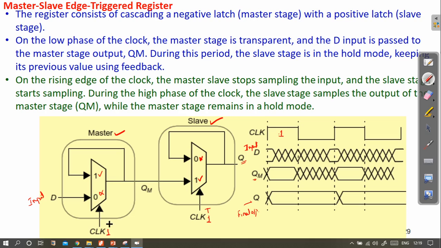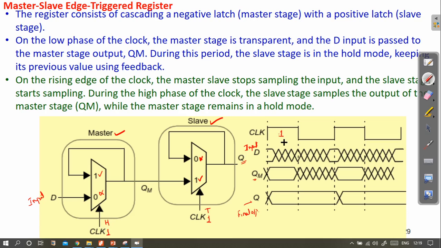So when this clock is 1, this is not active, hence the previous value of QM will be maintained. Whatever value of QM was there, that was also fed back to this input, and that value will be maintained here under the condition when clock is 1. So it means that this master stage is in hold mode of operation.